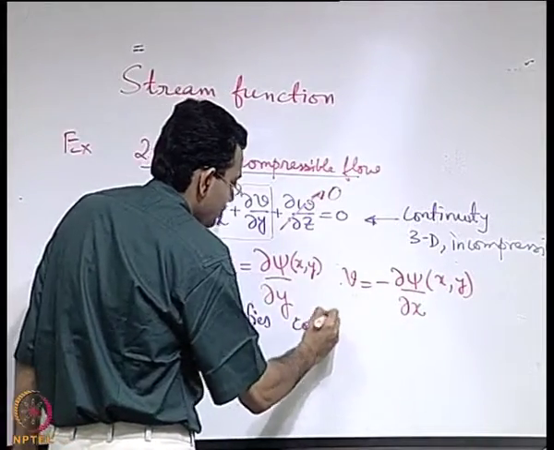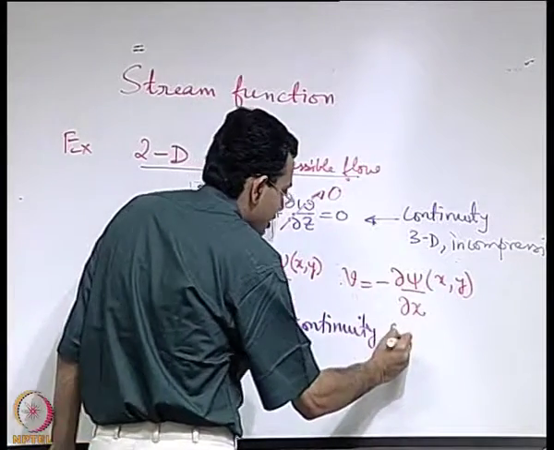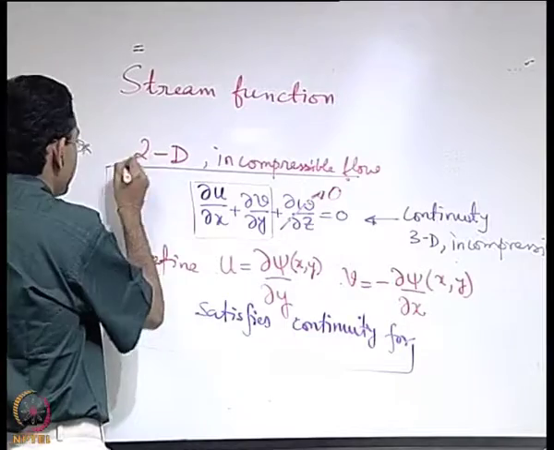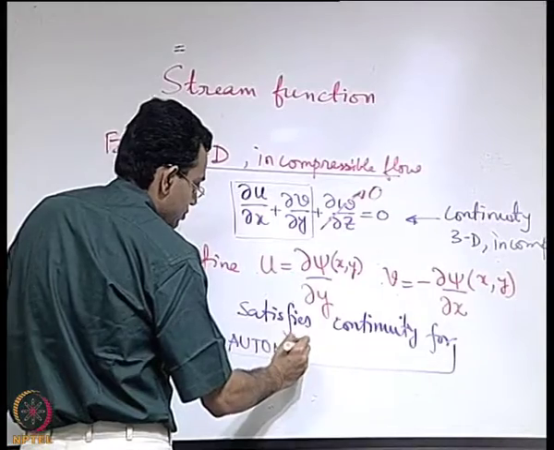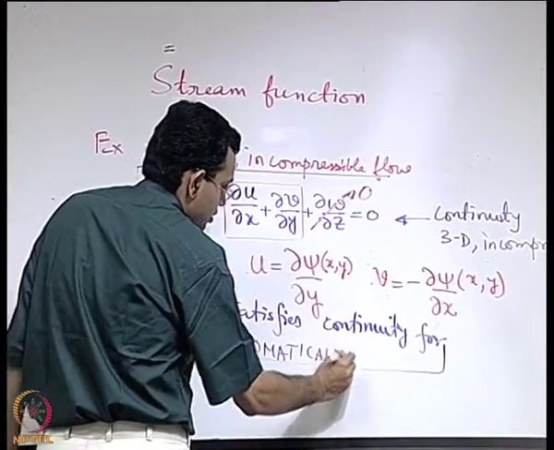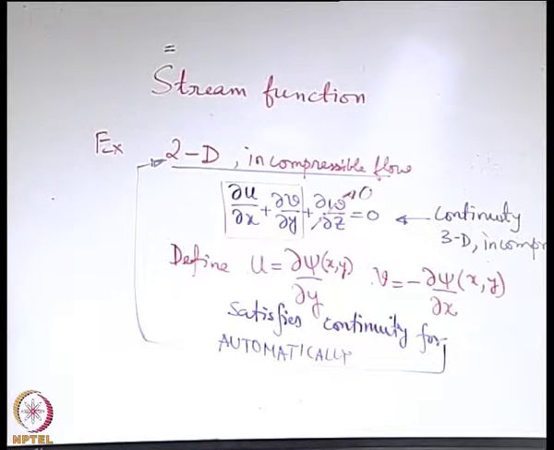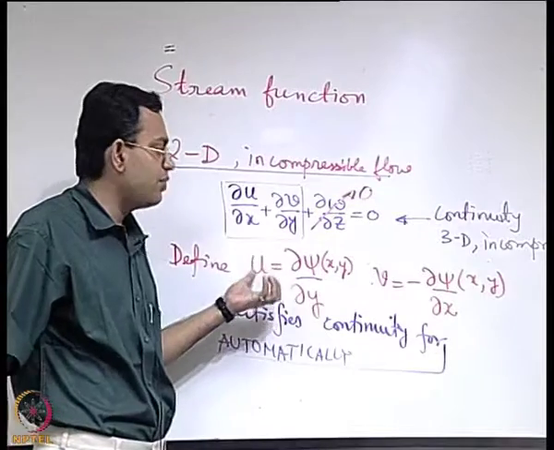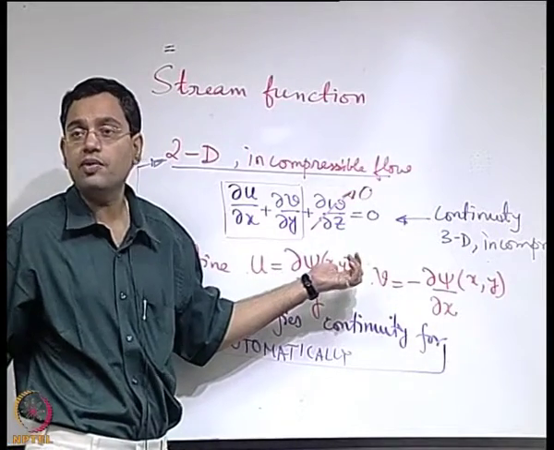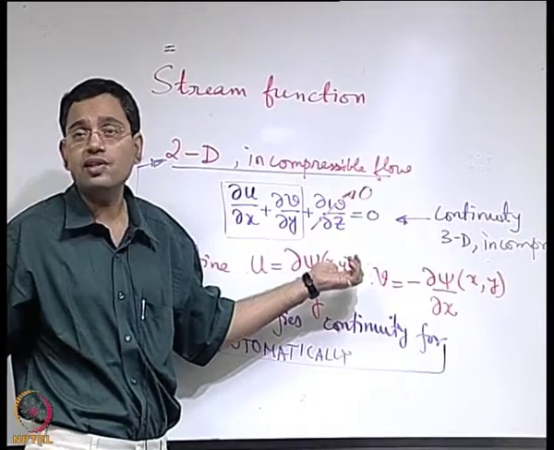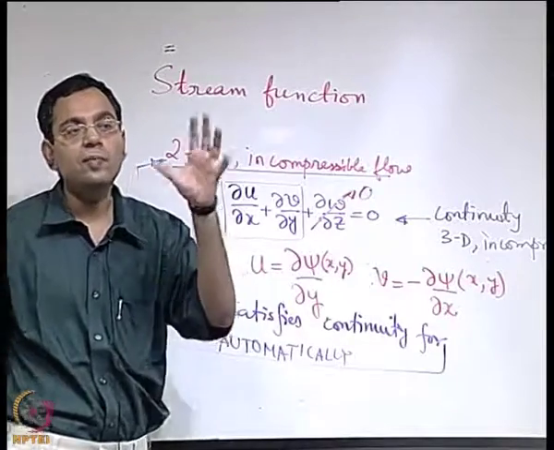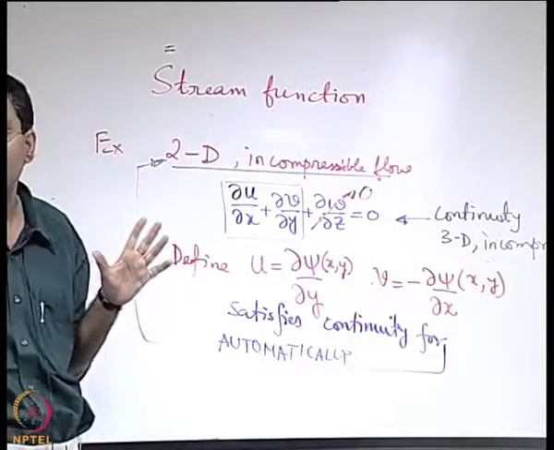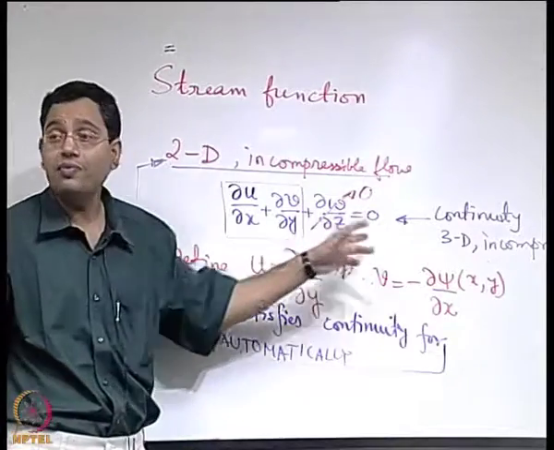So, continuity for this special case, which special case? This special case, automatically. So, the objective is that we are trying to define the velocity components in terms of a mathematical function which ensures the satisfaction of the continuity equation automatically, because no matter how complex or how simple the flow is, it should satisfy the continuity equation. So, this definition cannot violate that.